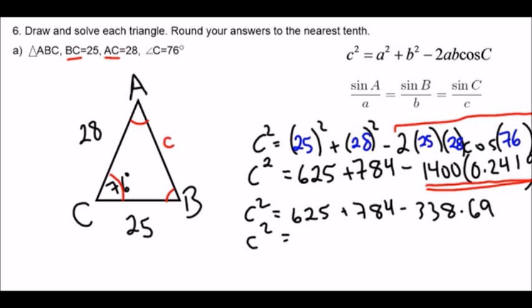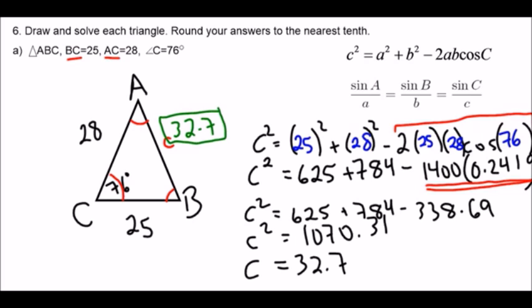So 625 plus 784 minus 338.69, and I get that c squared is 1070.31, and then of course I don't want c squared, I want c, so I take the square root, and I get 32.7. So now I know that the length of this side is 32.7.